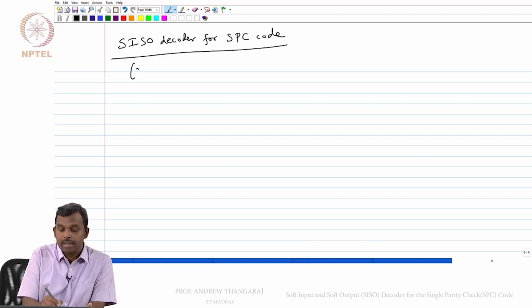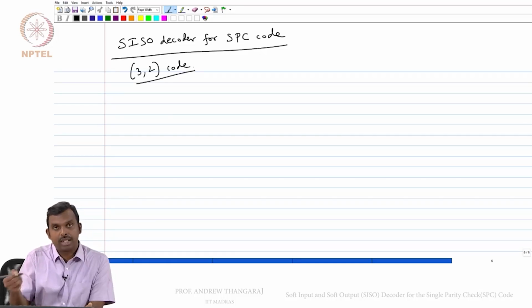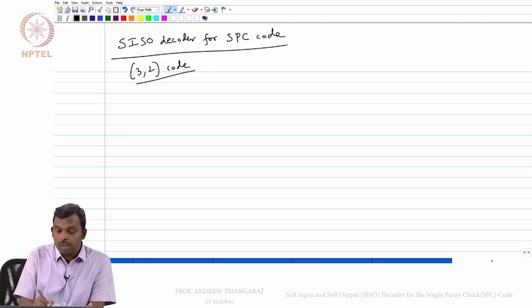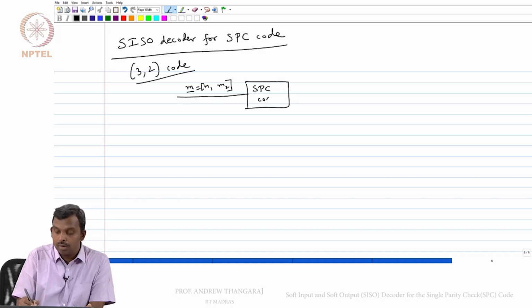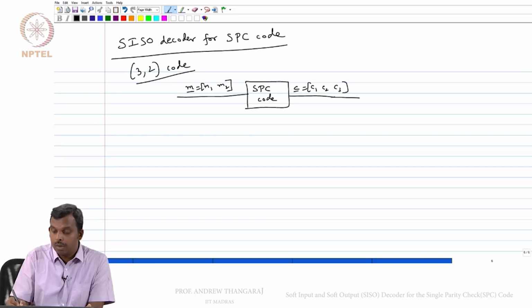Okay, so I'll take the 3,2 code as an example and show it, and then we will generalize later on. So how is the 3,2 code working? You have the message vector being M1, M2. This goes into the SPC code encoder, and you produce a code word which is C1, C2, C3.